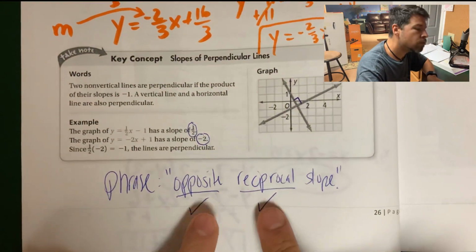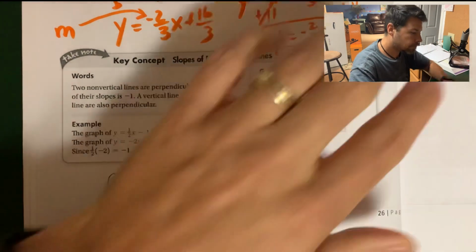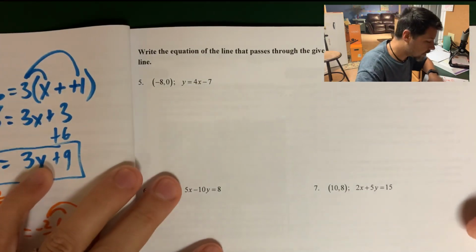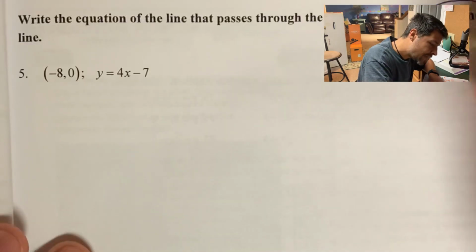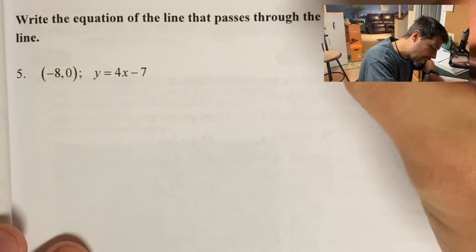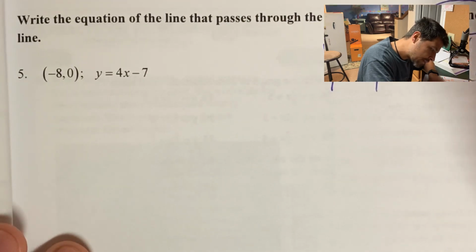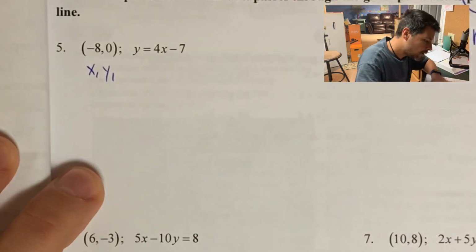So if we can do both of these items, we can find the slope of the line that is perpendicular to it. Let's move up to the top of page 27 and work on number 5. Write the equation of the line that passes through the given point that is perpendicular. Again, we're going to use the same formula, y minus y1 equals m times x minus x1. And again, they give us a point. Let's call it x1, y1.